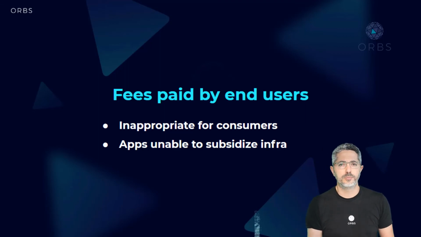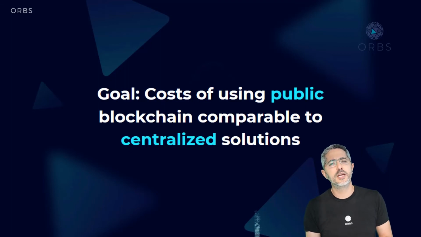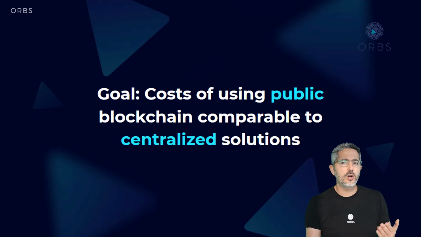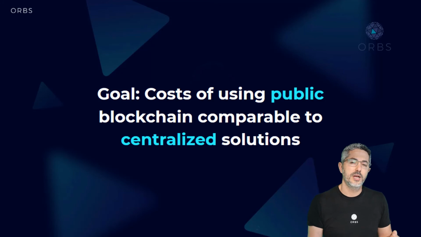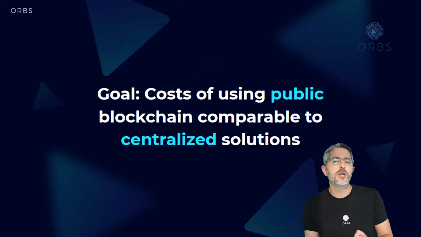The main goal of Orbs is to have the cost of public infrastructure be exactly the same as centralized infrastructure. Why is this important? If public blockchain infrastructure costs 10,000 times as much as centralized infrastructure, it has to bring 10,000 times the value. Now this is very difficult to do. If we cost the same, then we are much more competitive for apps to actually run over our infrastructure. And this is what we're trying to do.